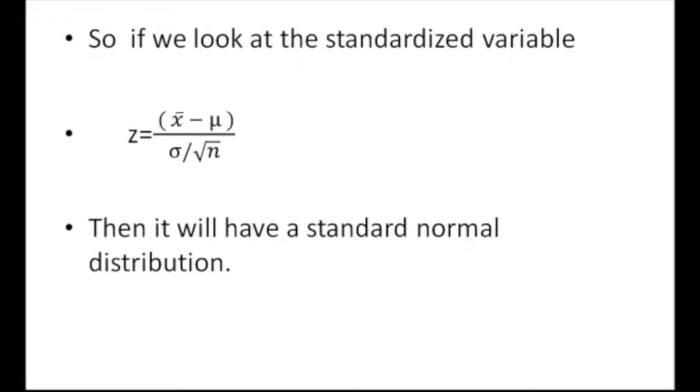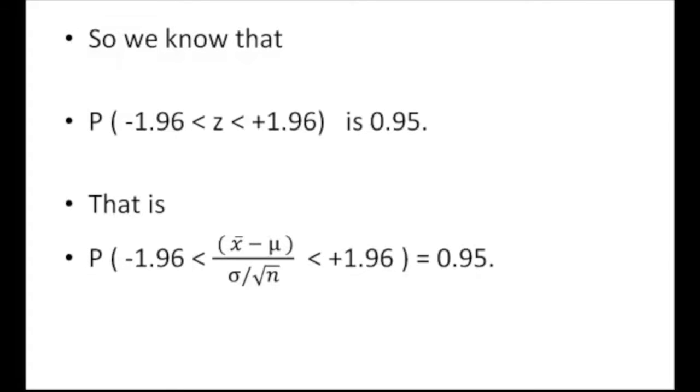So if we look at the standardized variable z equal to x bar minus mu divided by sigma over the square root of n, then it will have a standard normal distribution. So we have minus 1.96 is less than z is less than plus 1.96 with 95% probability. Hence, minus 1.96 is less than x bar minus mu all over sigma over root n, which is less than 1.96, 95% of the time.